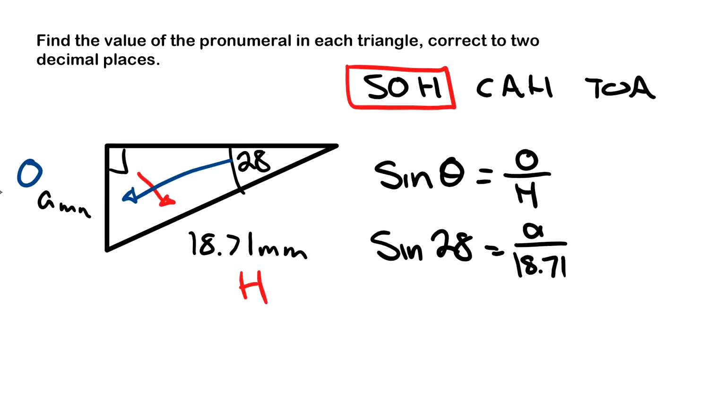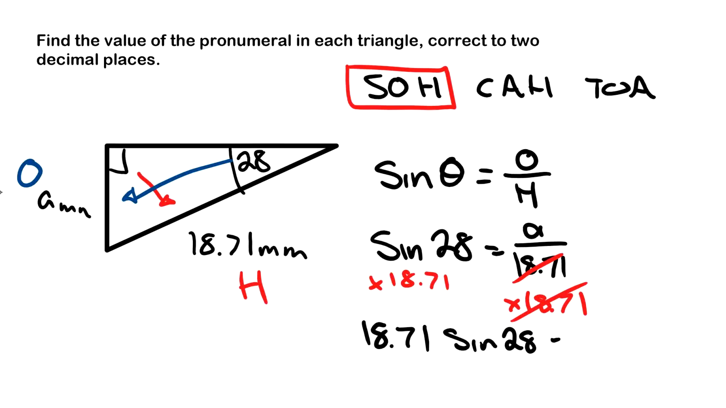Now we go back to using our skills that we learnt in equations and our inverse operations. We have A divided by 18.71, so we need to times by 18.71, and we also times 18.71 here. These cancel out, and I'm left with 18.71 sine 28 equals A. So A is going to equal, and you just put 18.71 sine 28 into your calculator, and we get 8.78. Remember your units, millimeters.